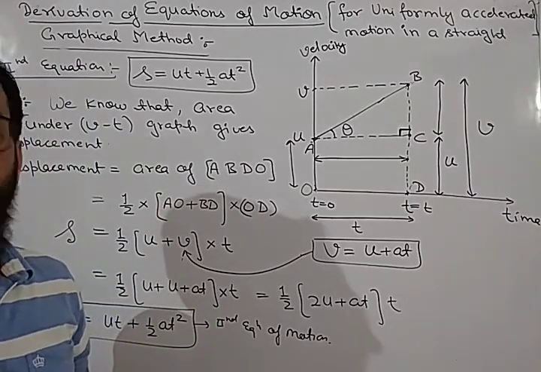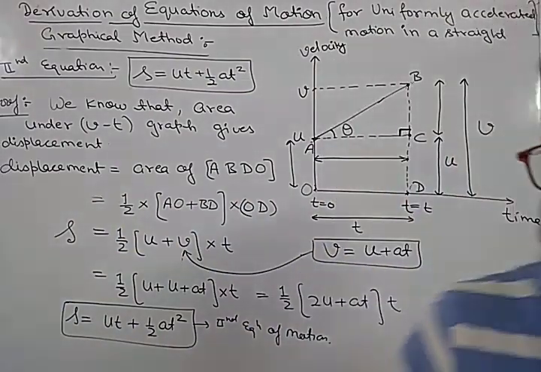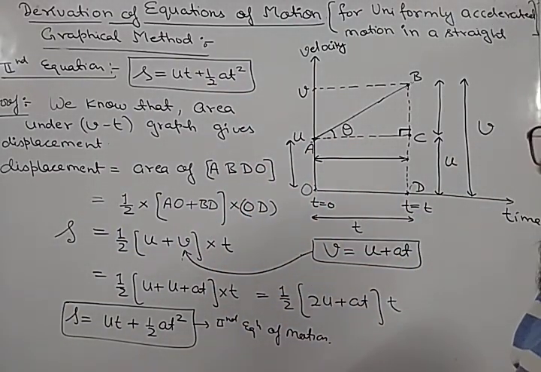The basic concept which we are using, what is that? We have to find the area under velocity time graph and we will find the displacement from that particular area. Okay, so note it down. This is our second equation of motion.